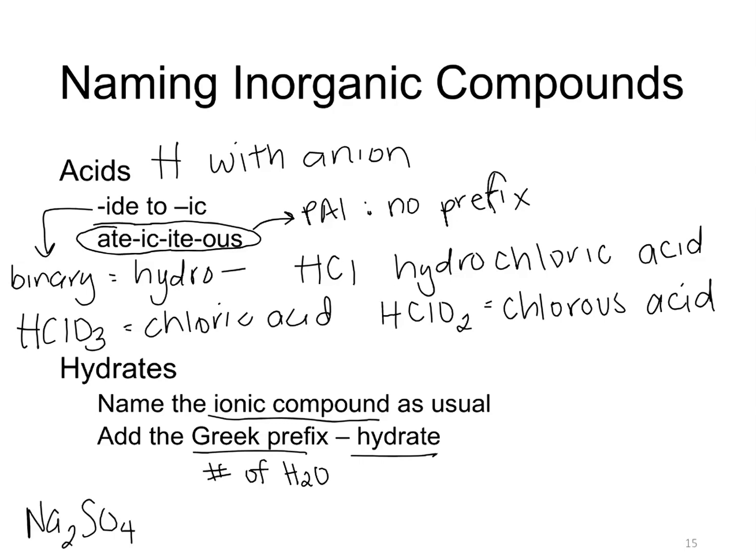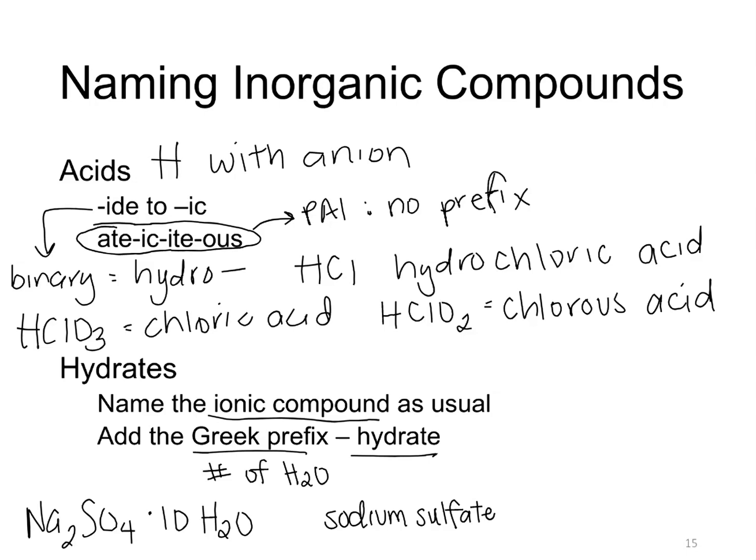Na2SO4 dot 10H2O, we would start by naming the ionic portion as itself. So that would be sodium sulfate. Notice that when we're naming the ionic compound, we don't say disodium. We only use those Greek prefixes if we're dealing with something that's covalent, and this is not. So it's just sodium sulfate.